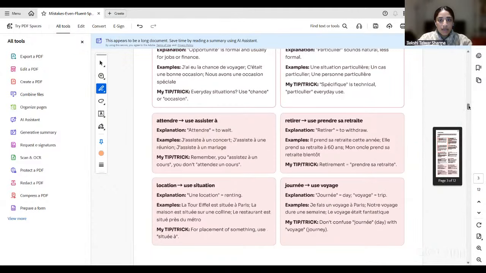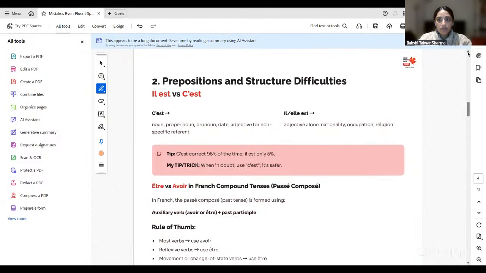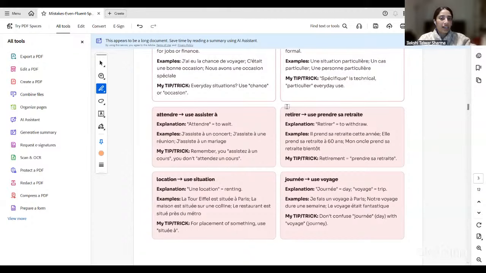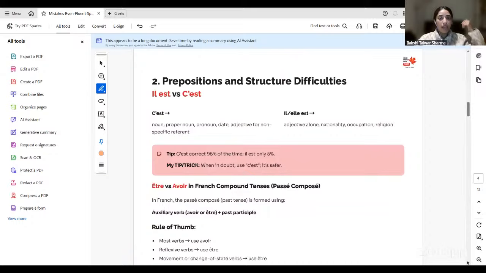Let's figure out some more words. Pardon. We have words like retirer, journée, l'occasion, also some very common words like this. So if you ever want to dig up some things that you get confused with, dig up the session on Faux Amis and you will see some words which are common in French and English, but their usages are very different.